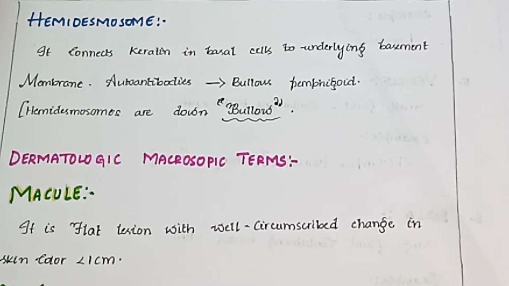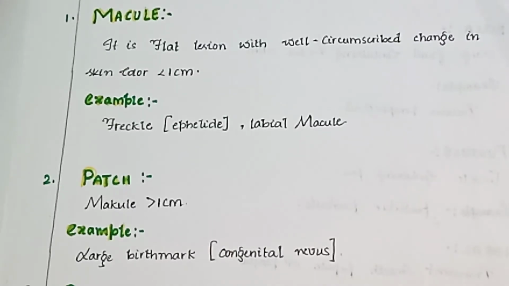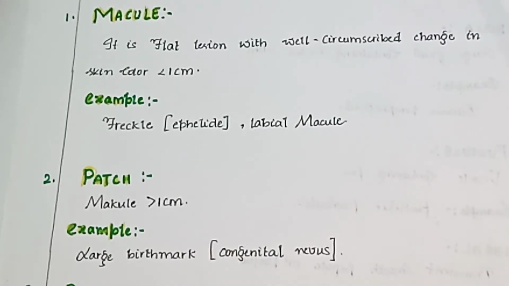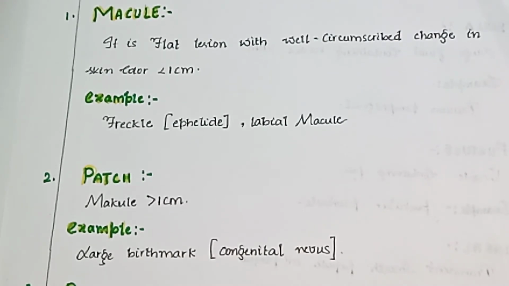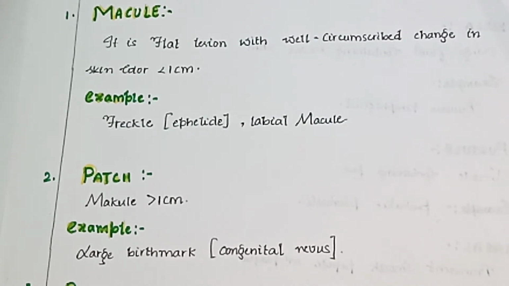The first one is macule. It is a flat lesion with a well circumscribed change in skin color that is less than 1 cm. Examples are freckle, ephelid, and labial macule. The second one is patch. When a macule is greater than 1 cm, it is a flat lesion with well circumscribed change in skin color greater than 1 cm. Examples are large birthmark and congenital nevus.